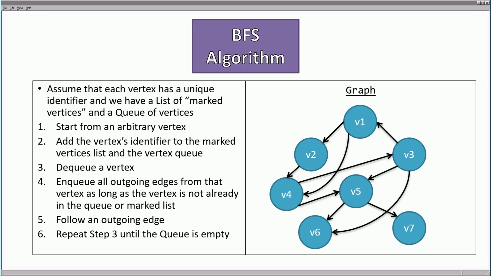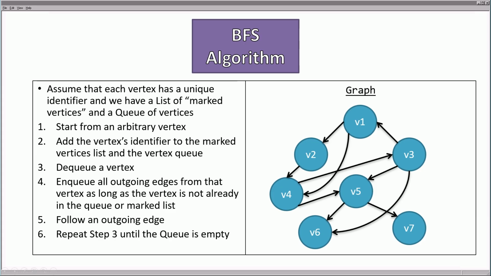Now the other traversal algorithm is called breadth first search, and this works like the tree version of it as well. Now what we're going to do is assume that each vertex once again has some sort of unique identifier. We also have that list of marked vertices, and also we keep track of a queue of vertices. The way that breadth first search works is we add each one of the neighbors to this queue and then process them first in, first out order until we've exhausted all of the elements in the queue. In other words, we've traversed the breadth first before going any deeper in the graph.